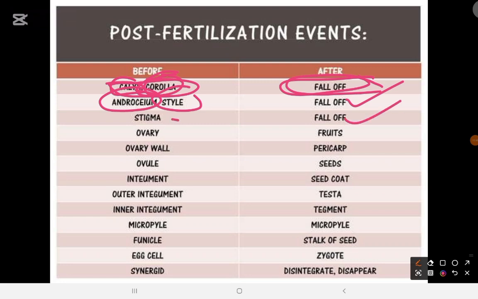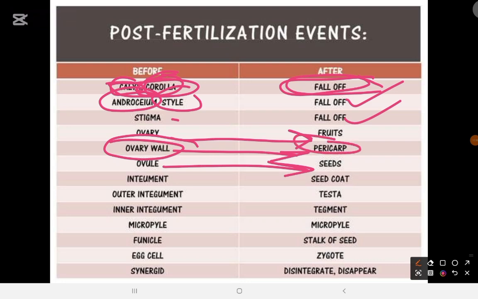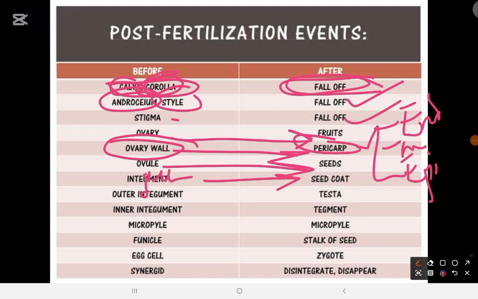The stigma is present and falls off after fertilization, but the ovary turns into fruit while the ovule turns into seed. Then the ovary wall turns into the pericarp, which is the portion that we can chew in some fruits. The pericarp consists of the endocarp, the mesocarp, and the epicarp. We're going to cover that in fruits. Then the integuments become the seed coat. The outer integument becomes the testa of the seed, the inner integument becomes the tegmen, and the micropyle remains the micropyle.